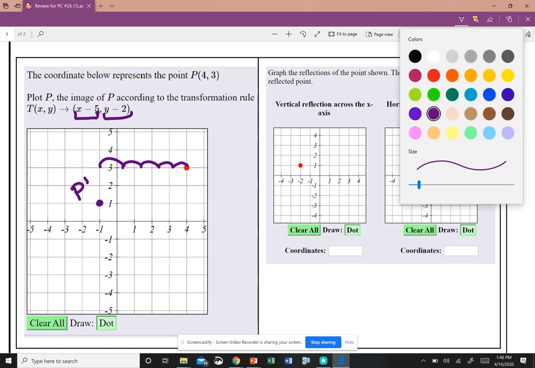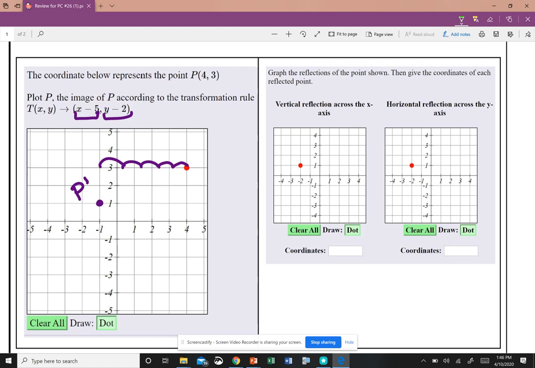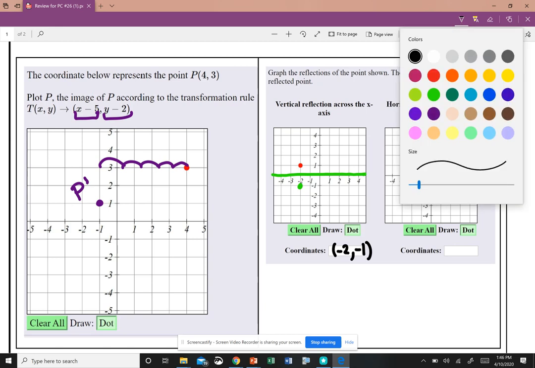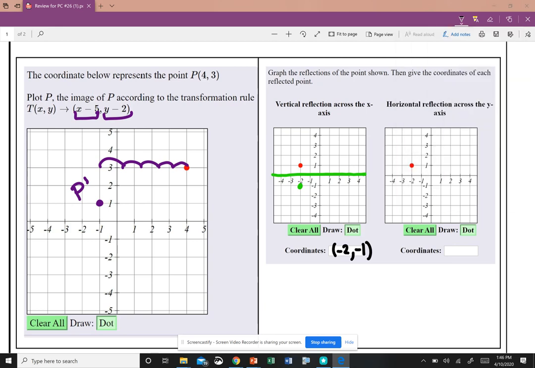All right, so at this next one, we have to tell the coordinates as though we had reflected it across the x-axis and as though we had reflected it across the y-axis. So if we reflect this across the x-axis, this being the x-axis, where does it end up? Right there. So that means that this point is at -2, -1. Oh, you guys are so smart. Well, this is why I love working with you.